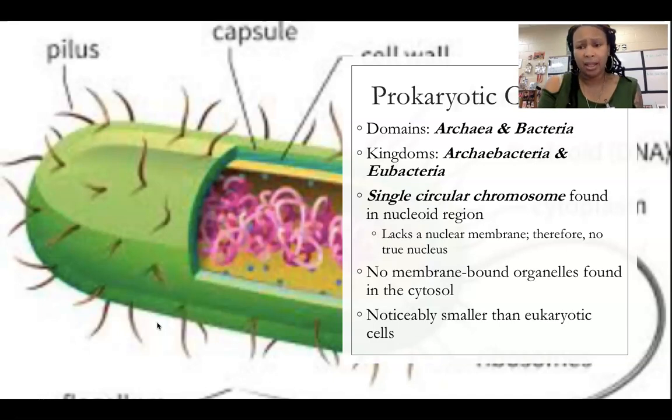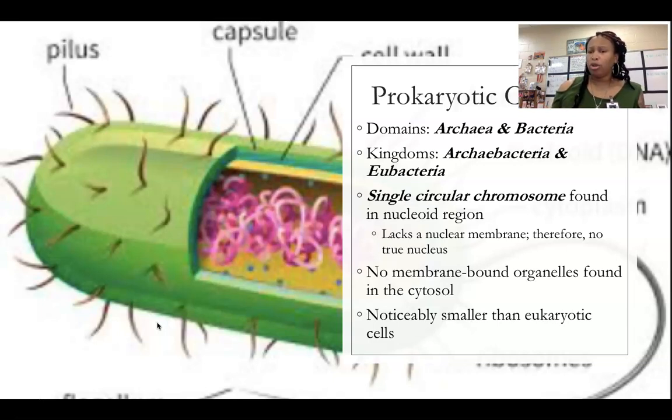Two main classes of cells: your prokaryotic cells and your eukaryotic cells. The prefix pro means before. Karyote means nucleus. So prokaryotic literally means before the nucleus. There's two domains of prokaryotes, archaea and bacteria. And each one of those domains has its own kingdom. The archaea domain has the archaeobacteria, which roughly translates into ancient bacteria.